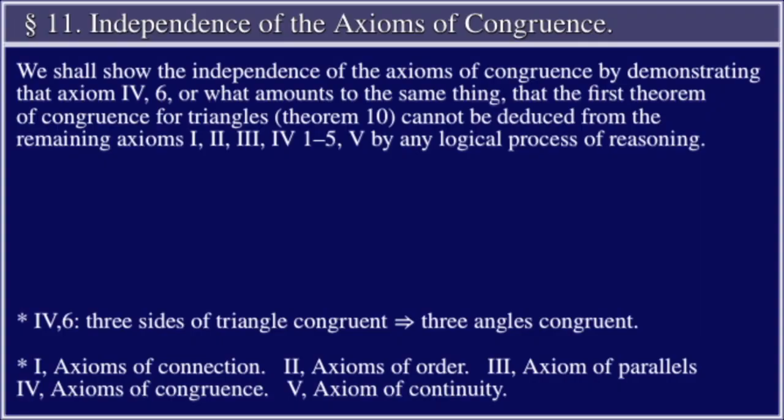We shall show the independence of the axioms of congruence by demonstrating that Axiom 4, 6, or what amounts to the same thing, that the first theorem of congruence for triangles, Theorem 10, cannot be deduced from the remaining axioms 1, 2, 3, 4, 1 through 5, and 5 by any logical process of reasoning.